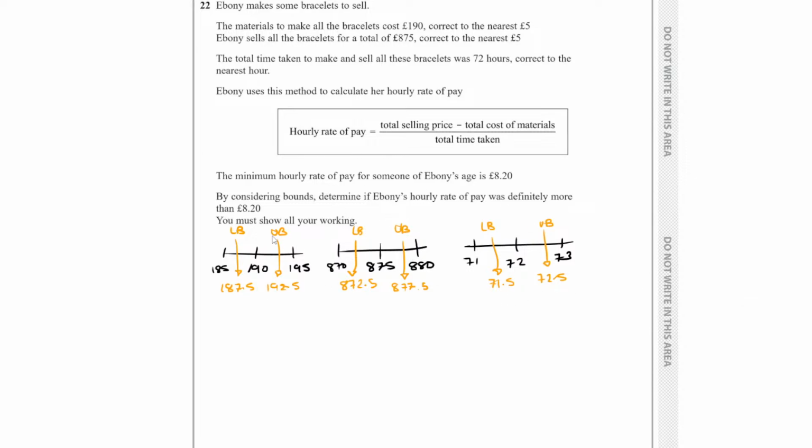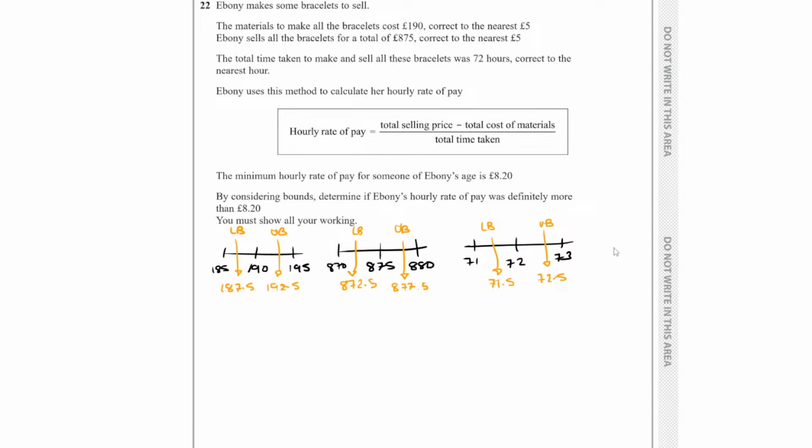Now, this is the thing that actually threw me on this one, because it says by considering bounds. Normally, when it says by considering bounds, you have to work out both the upper and the lower bound for whatever this is. In this case, it's the hourly rate of pay. And then at the end, you compare your answers. But when I looked at the mark scheme, they actually only used one of them.